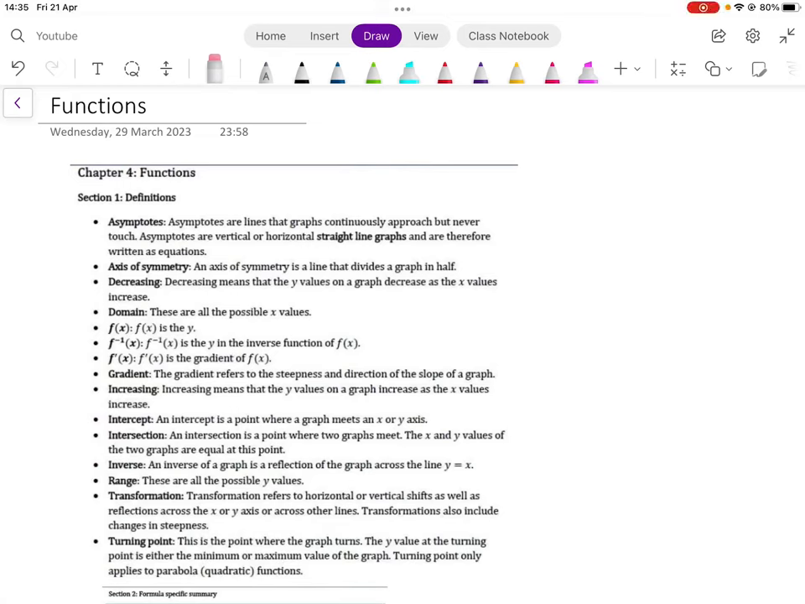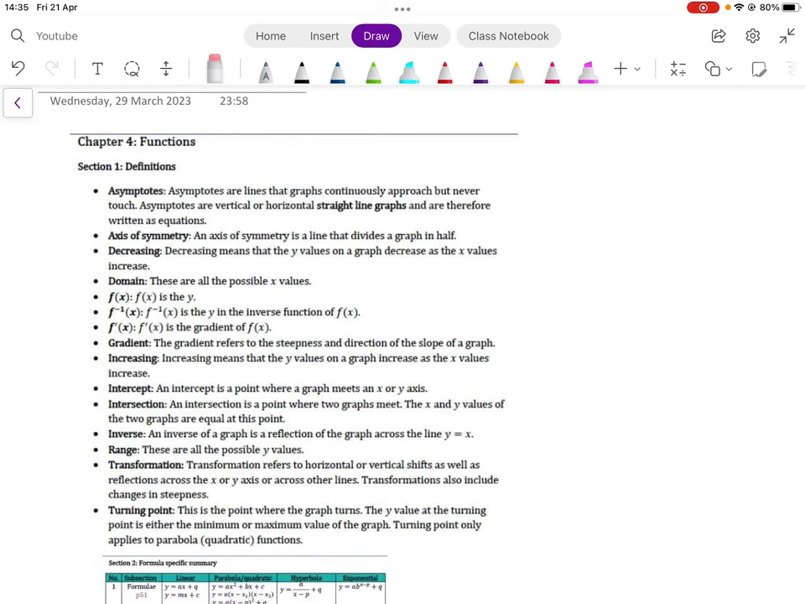In this video we are introducing functions. Just so that we are clear going forward, I'm just going to take you through the basic definitions that you need to know about as far as functions are concerned. The first definition that you need to know is what an asymptote or asymptotes are. Asymptotes are basically straight lines that graphs continuously approach but they never touch.